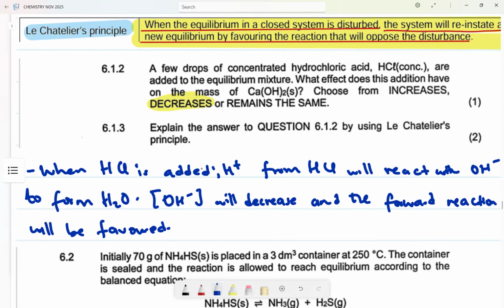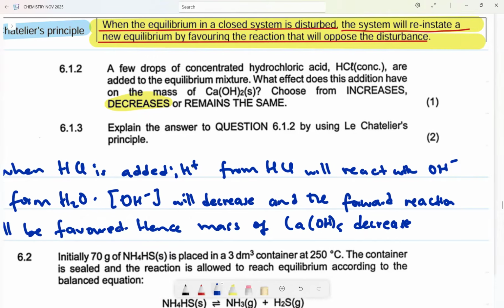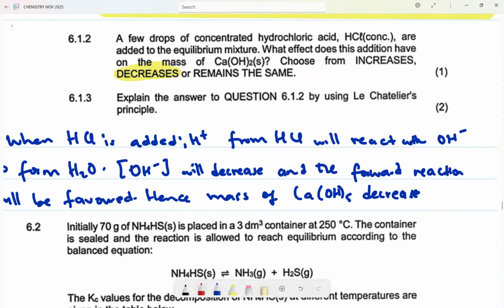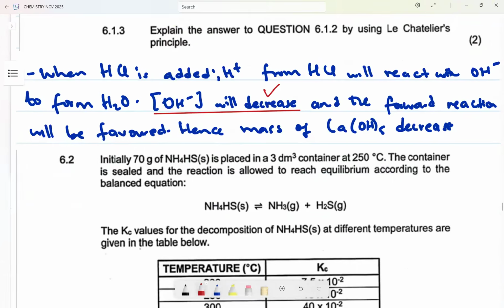And we know when the forward reaction is favored, hence the mass of calcium hydroxide decreases. What's important here is you realizing that the H plus will decrease OH minus. The OH minus will decrease due to the presence of H plus forming water. And then the forward reaction will be favored.